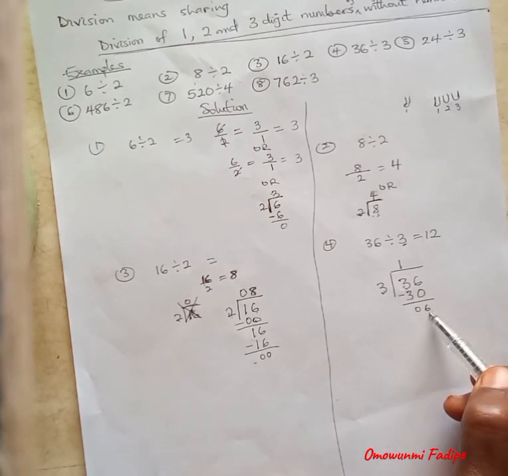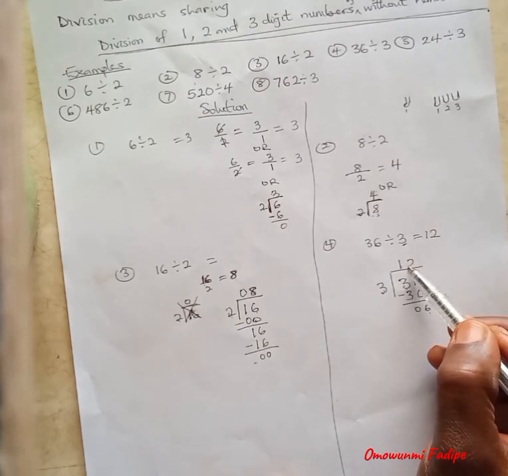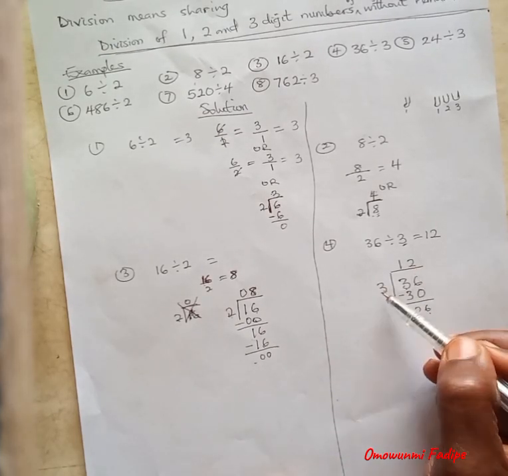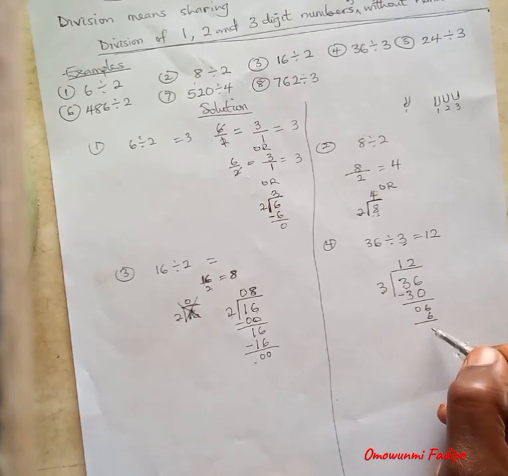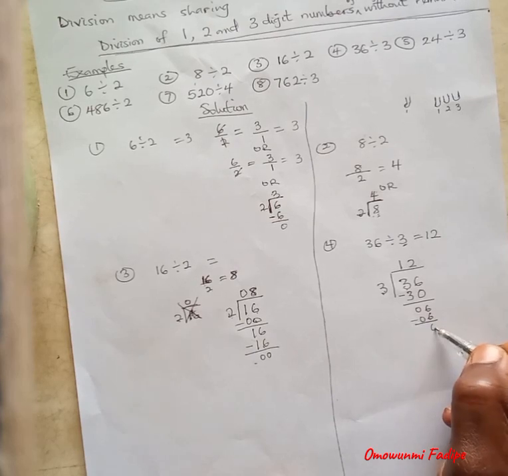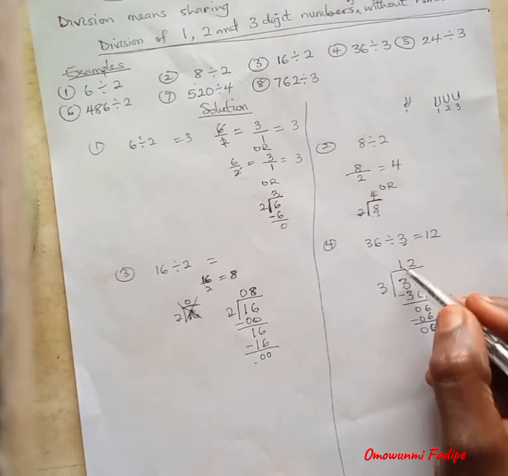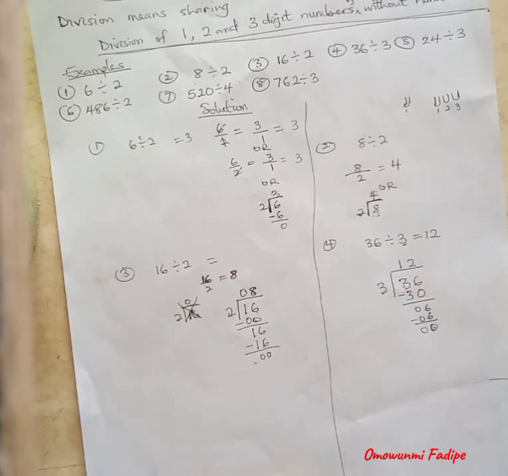3 in 6. 3 times 1, 3. 3 times 2, 6. That means my answer is 2. I will still multiply also. 3 times 2, 6. So I'll take it away. My answer is 0, 0. So that means this is my answer.